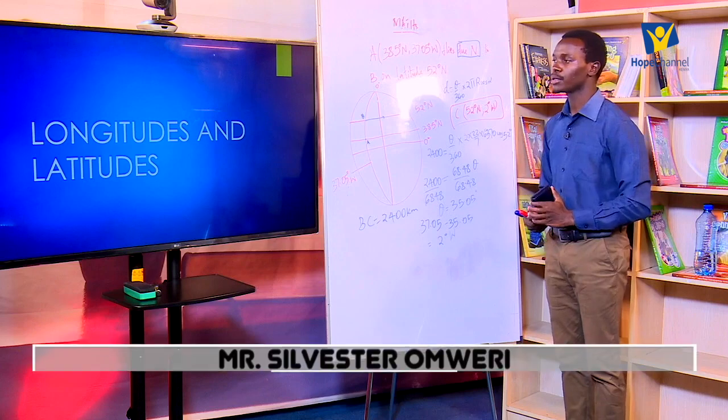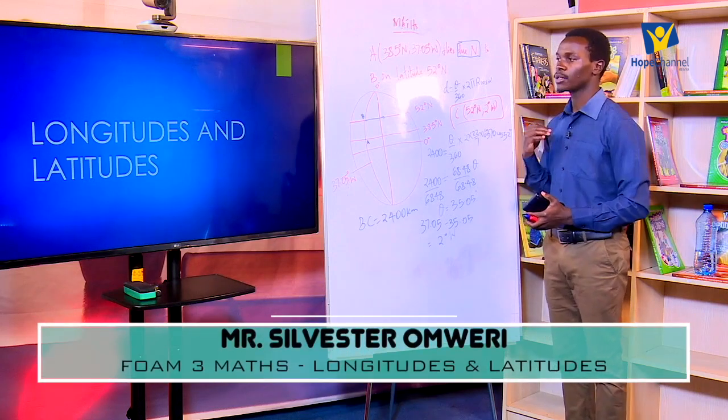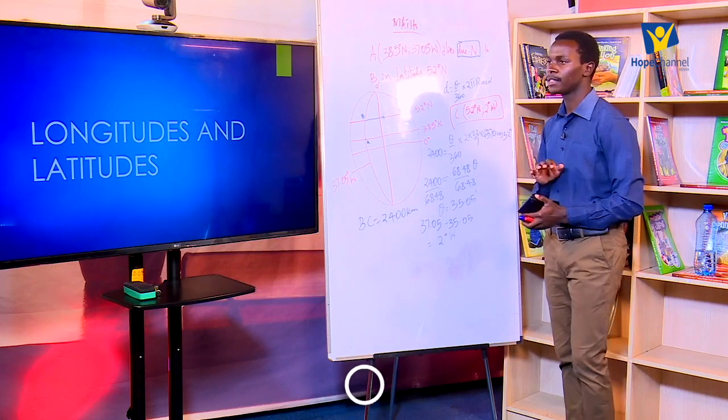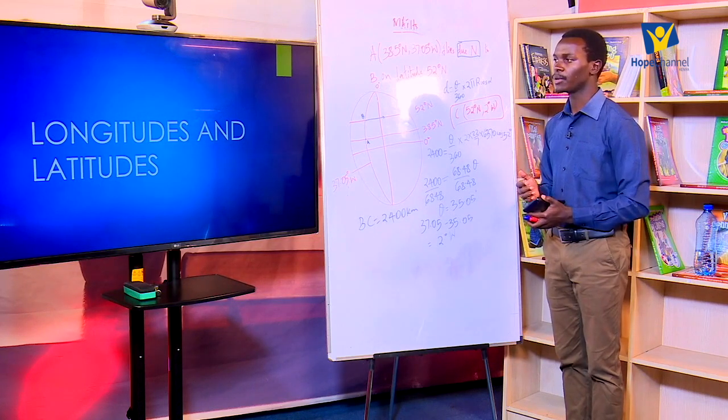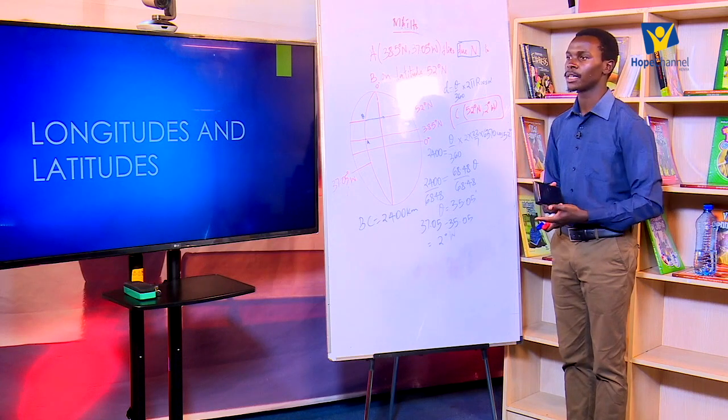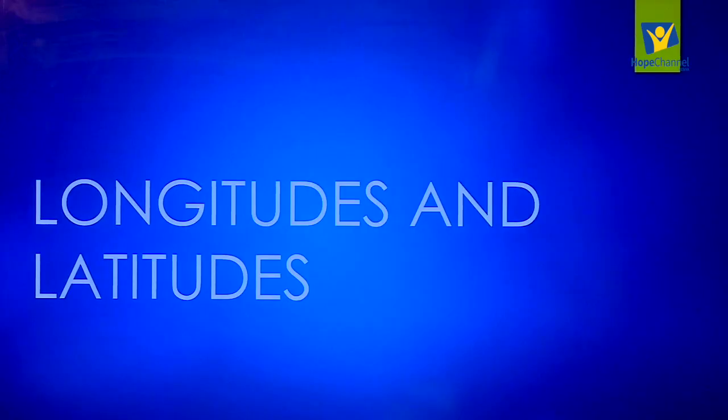Otherwise, the topic longitudes and latitude is very easy. That always comes in 10 marks or even 5 marks, but it is very easy to score that marks because you only need the formulas and understand the question before you do it. Now, up to that point, we conclude the topic longitudes and latitudes. But be sure to practice more on the topic so that you get to be conversant with how these questions are set.